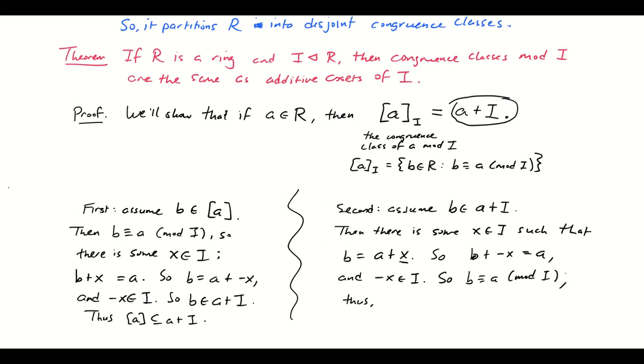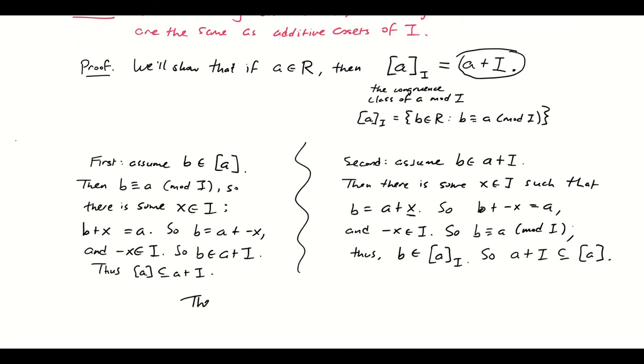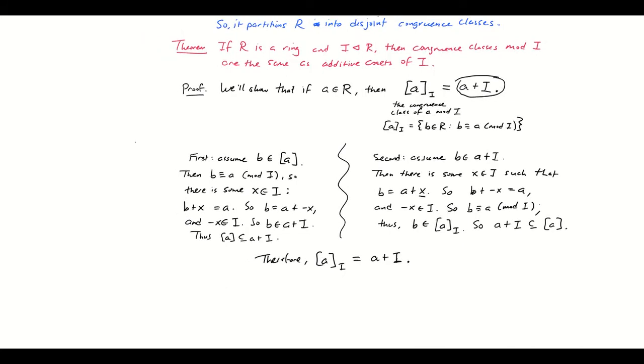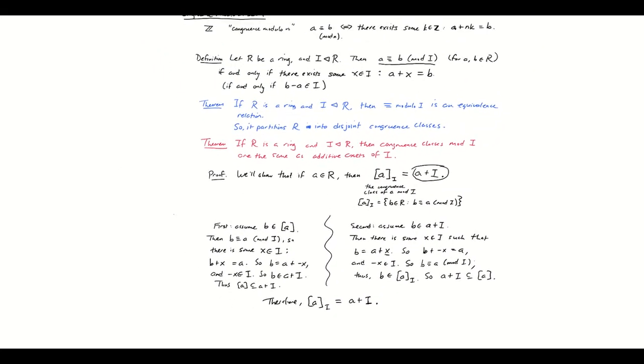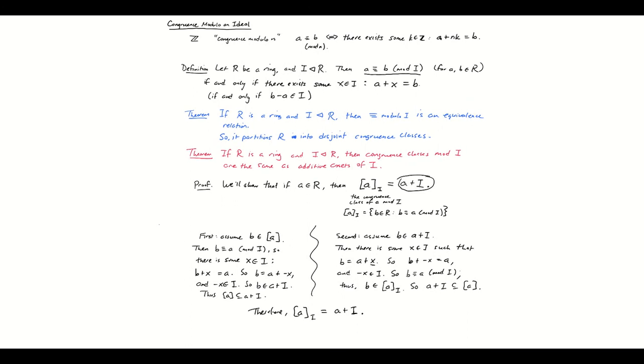Thus, B belongs to the congruence class of A. All right, so A plus I is a subset of the congruence class of A, and therefore the congruence class of A mod the ideal is exactly the same as the additive coset of I containing A. So all that this means, but this is a big thing here, all that this means is that if I define quotient rings in terms of additive cosets, I can also define a quotient ring in terms of congruence classes, and there's no harm at all. It's exactly the same idea.